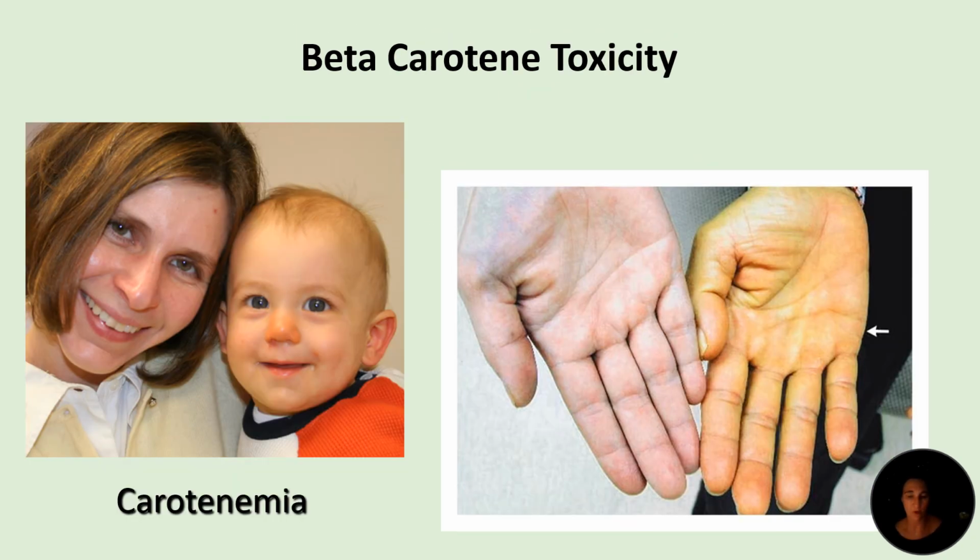What happens when you go above the upper level, the UL for a particular nutrient? Well, you can get adverse side effects for some nutrients. So, for example, these are pictures showing beta-carotene toxicity. Now, this is not too severe and it can be reversed. Beta-carotene is found in orange vegetables like sweet potatoes, carrots, and orange fruits, not citrus fruits, but orange fruits like cantaloupe, for example. And if you look at this picture here, this baby probably had a lot of sweet potatoes and a lot of carrots.